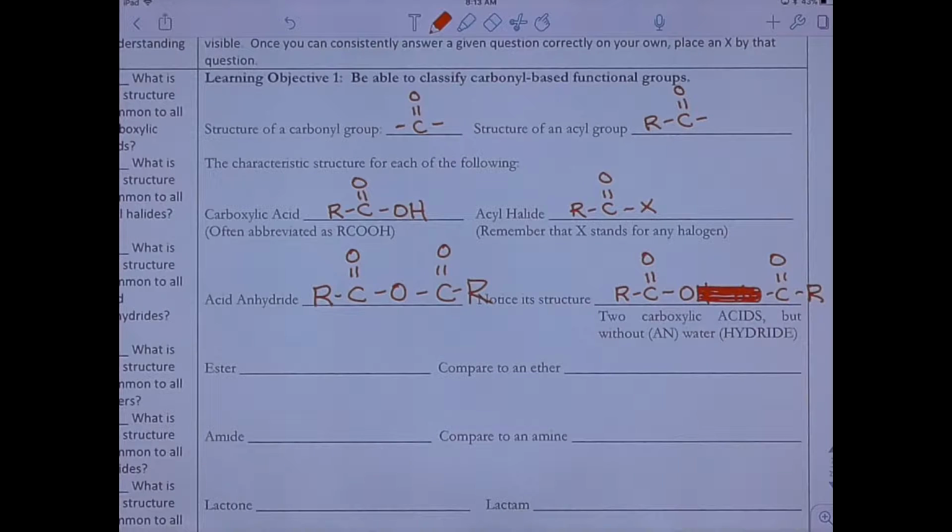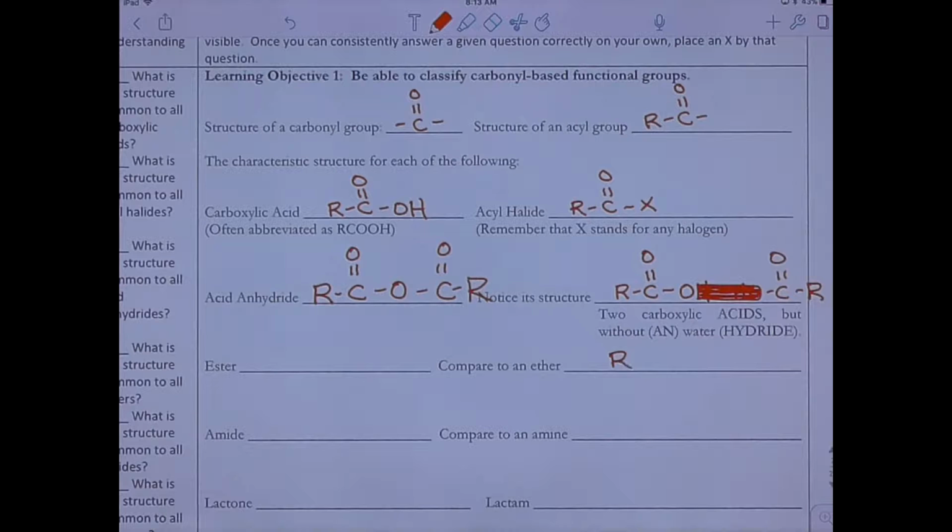Do you remember from last semester what an ether is? There's an oxygen with two different things on it. You have oxygen with a carbon on either side. Remember?